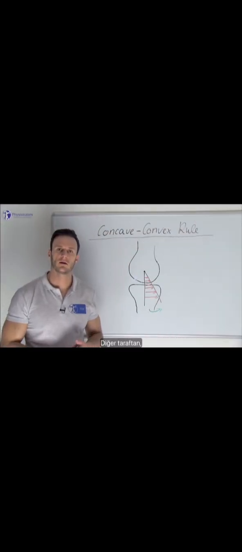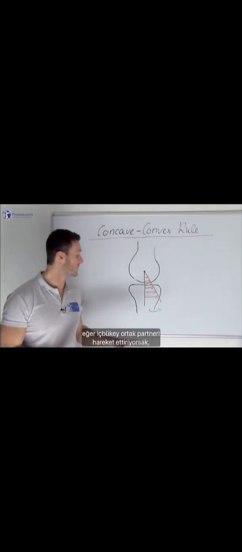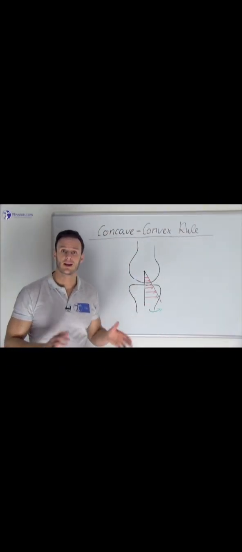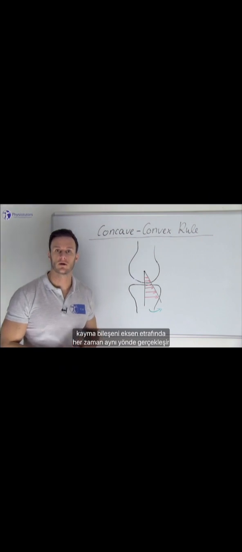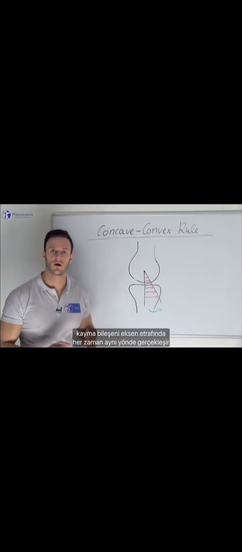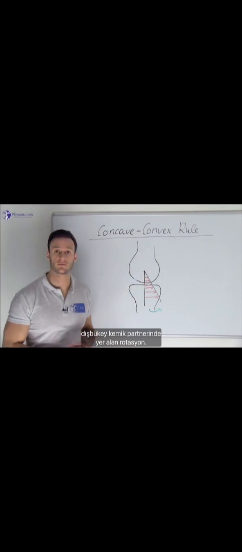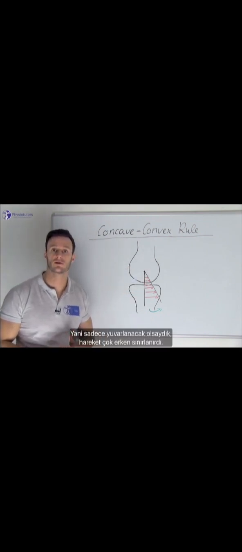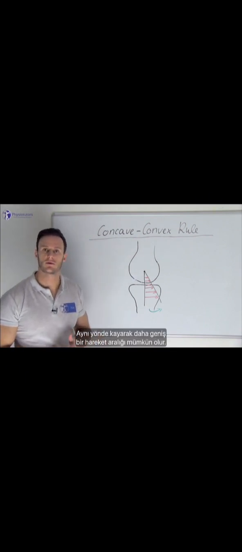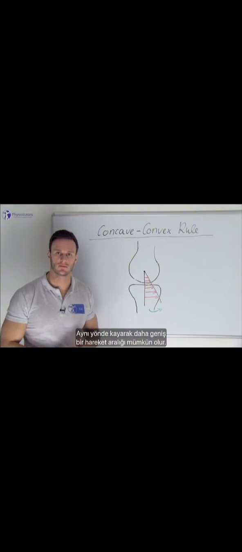On the other hand, if we are moving the concave joint partner, the glide component always occurs in the same direction around the axis of rotation that lies in the convex bone partner. So if we were only to roll, the movement would be limited very early. By gliding in the same direction, a greater range of motion is made possible.